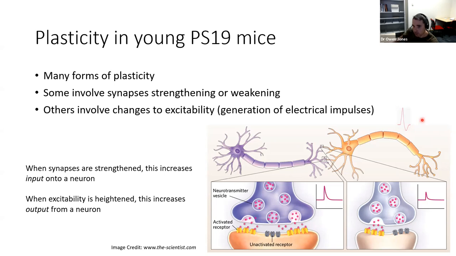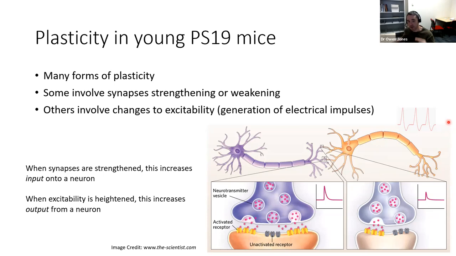So when synapses are strengthened, this would strengthen the input onto this cell, but there's also a separate form of plasticity to consider here. We could talk about the excitability, how responsive this other cell is. So in response to synaptic input, it might be generating a single electrical impulse of its own, or it could be generating many electrical impulses. So this could be considered a change in that neuron's excitability. When a neuron's excitability is increased, this increases its output onto the next cell in turn.